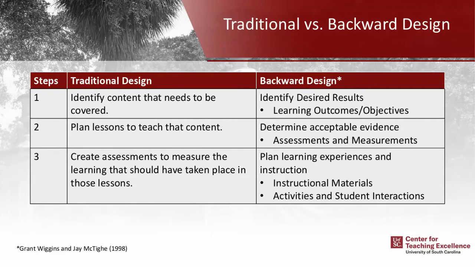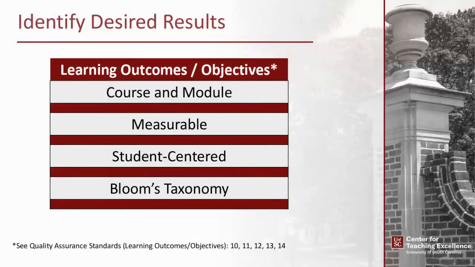What instructional materials and activities do students need to complete to be able to successfully achieve the learning outcomes? So let's take a deeper dive into backward design. As I mentioned, the first step of backward design is determining your desired results. Students perform at a high level when instructors articulate their expectations through course learning outcomes and module learning objectives.